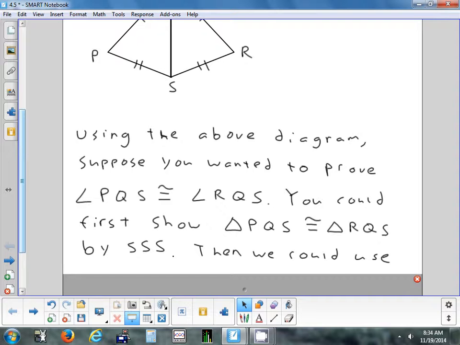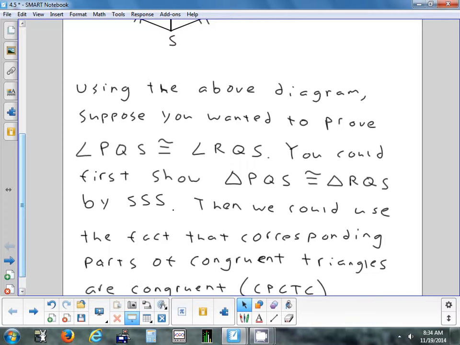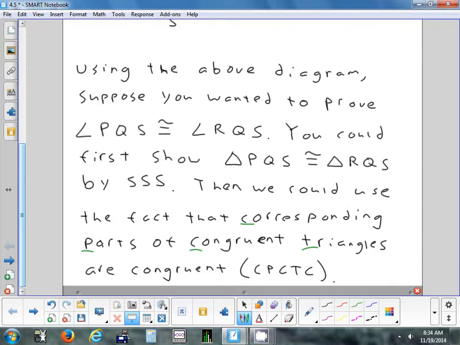And then once you prove that two triangles are congruent, the corresponding parts of two triangles that are congruent match up. So we have a name for that. You show your triangles are congruent, then use the fact that corresponding parts of congruent triangles are congruent. Corresponding parts mean sides or angles. Since that's a lot to say, we'll just abbreviate it CPCTC.